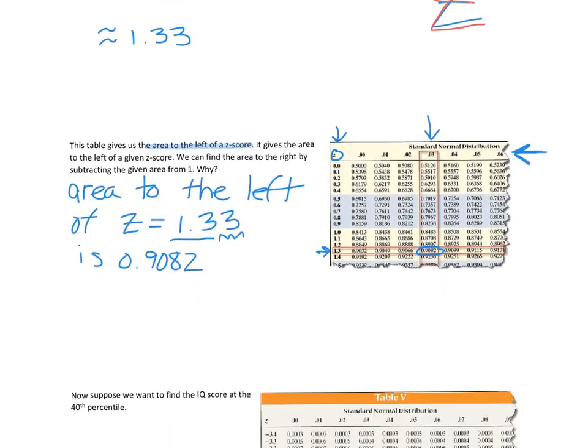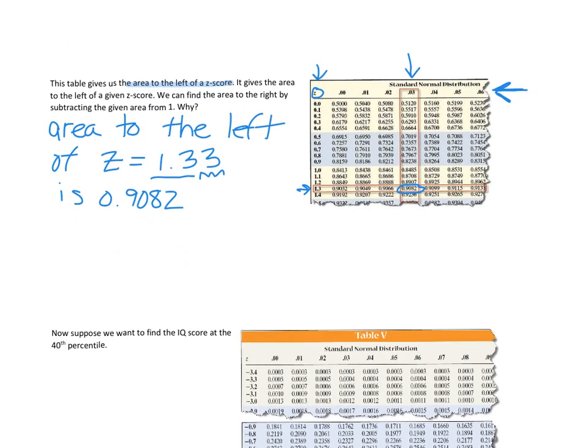Okay, let's look at some other things. First of all, kind of a bonus. This chart only gives us area to the left. But what if we wanted to find the area to the right? Well, we know the whole normal curve has to equal 1 under the area.